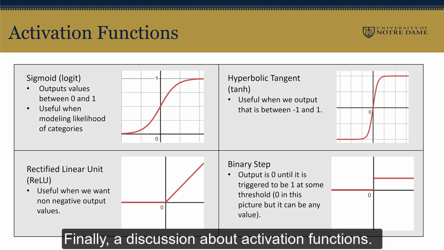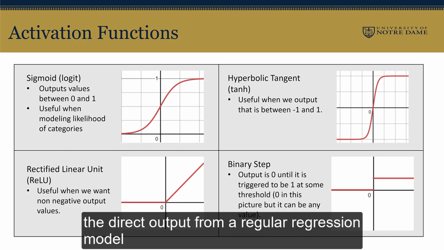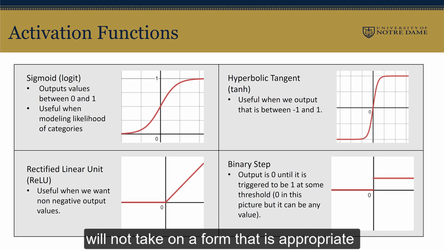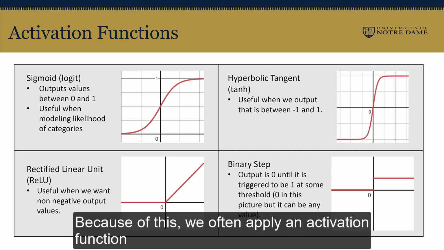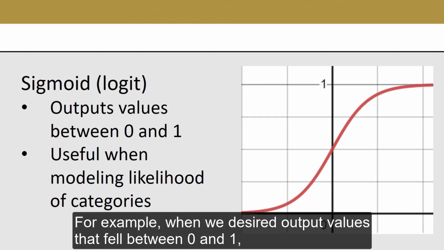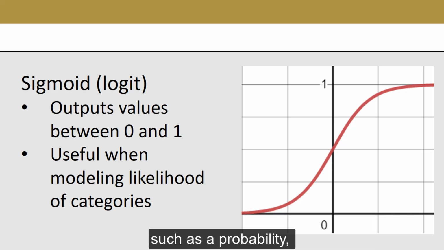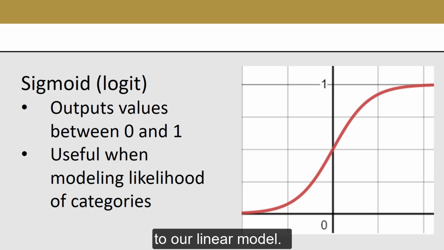Finally, a discussion about activation functions. In the previous week, we saw that in many cases, the direct output from a regular regression model will not take on a form that is appropriate for the data we're trying to predict. Because of this, we often apply an activation function to transform our data. For example, when we desired output values that fell between 0 and 1, such as the probability, we applied the sigmoid or logit function to our linear model.